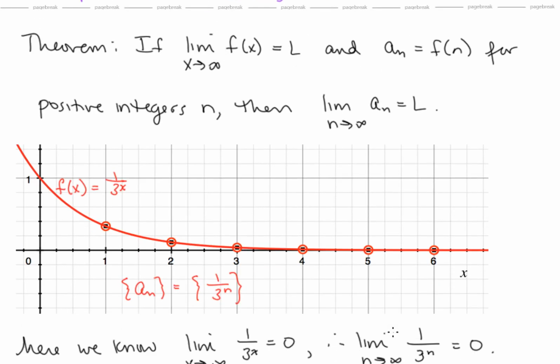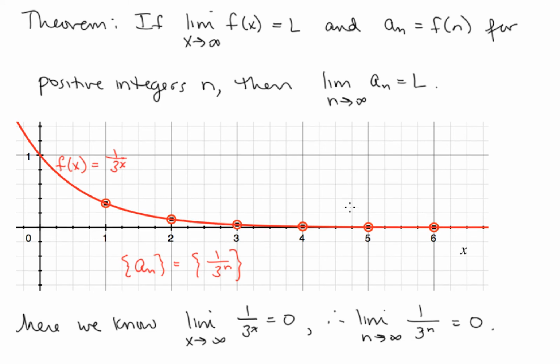Now here's where it comes in handy to use the function f of x when you're talking about your sequence. We have a theorem that says if the limit as x goes to infinity of f of x is equal to L, and the sequence is defined by a sub n equals f of n for positive integers n, then the limit as n goes to infinity of a sub n is also equal to L.